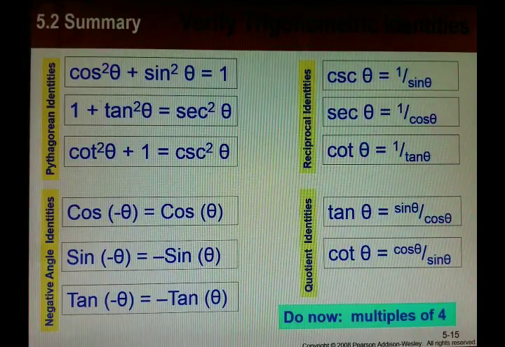That was all of your notes for lesson 5.2. I hope this was helpful. Try to do at least the multiples of 4 before you come to class.